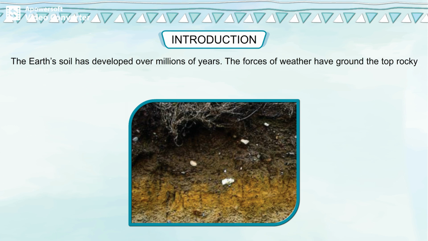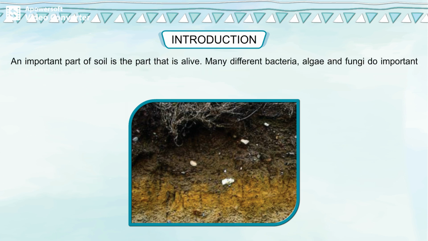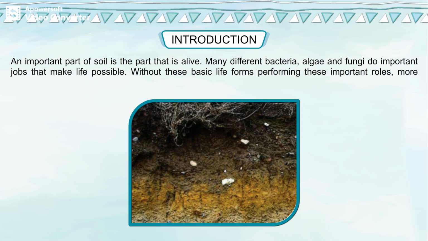The forces of weather have ground the top rocky layer of the Earth into smaller and finer grains, and plant and animal life has helped to deposit nutrients. An important part of soil is the part that is alive. Many different bacteria, algae, and fungi do important jobs that make life possible. Without these basic life forms performing these important roles, more complex life forms could not survive.